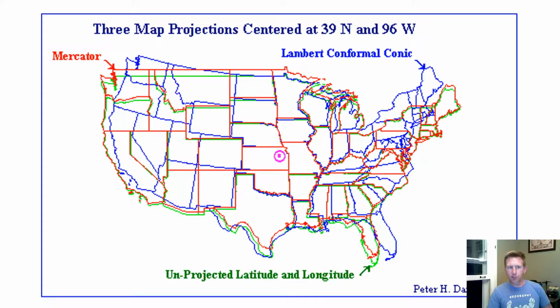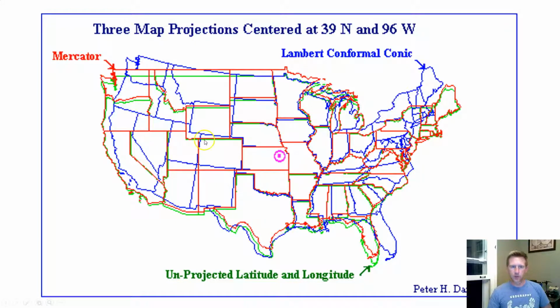When you line these up one on top of another, so in this case we've got the Lambert conformal conic, which we just looked at, we've got the Mercator projection in red, and we've got what we would often call unprojected latitude and longitude in green. And so this helps you sort of see how the shape of the United States or the lower 48 look when you compare these.